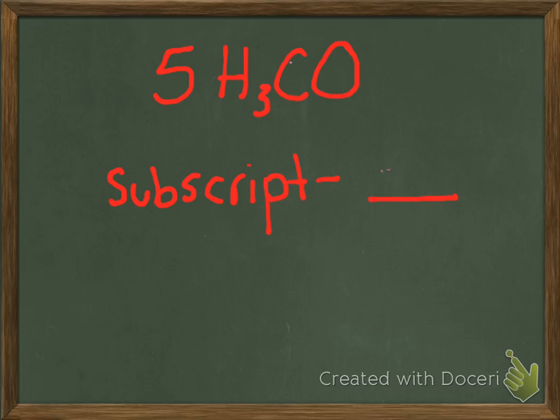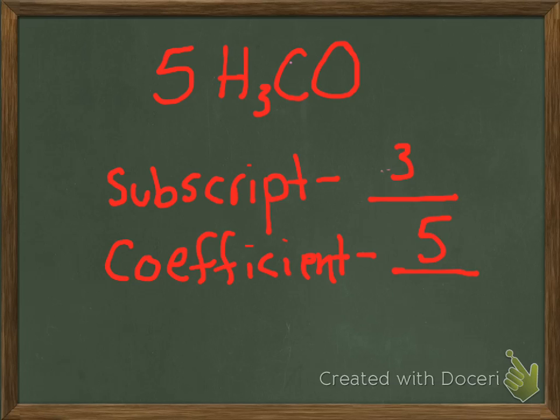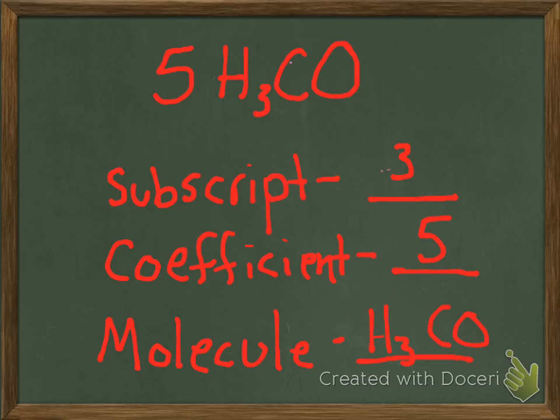To finalize, to review, the subscript basically is the lowered number, and so I see with H3, my subscript there is the lowered number 3. The coefficient is the big number on the left-hand side, and that tells me how many of H3CO there are, and so I have 5 as my coefficient. And the molecule is the elements and their subscripts. So the molecule in general is H3CO. So there you have it. These are the parts of a chemical formula.